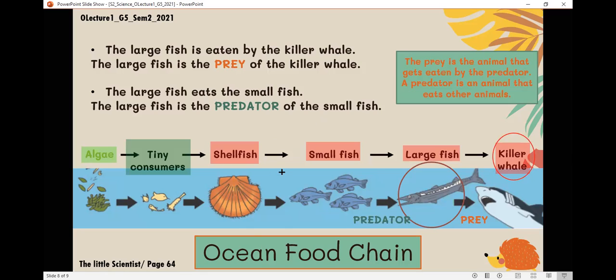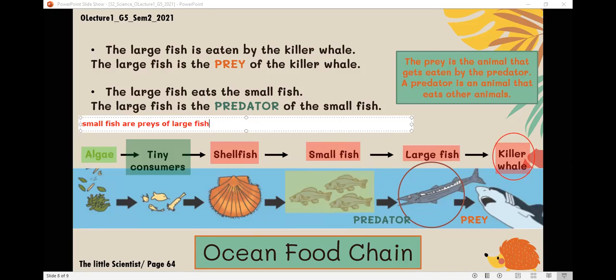Are small fish preys? Yes. They are the prey of what? Of a large fish. Small fish are preys of large fish. They get eaten, and they are also predators. They are predators of shellfish because they eat the shellfish. So as you can see, small fish are predators.